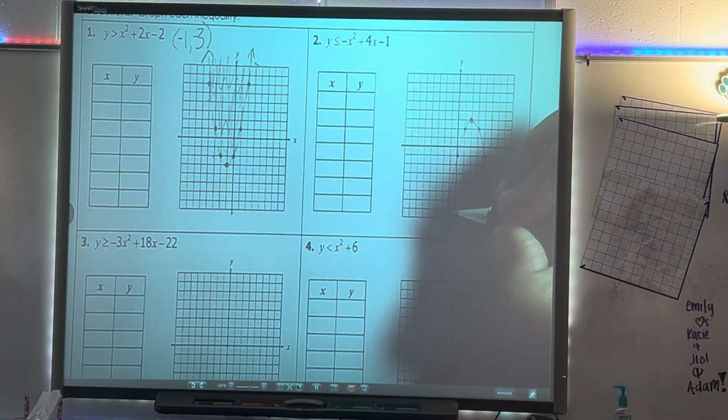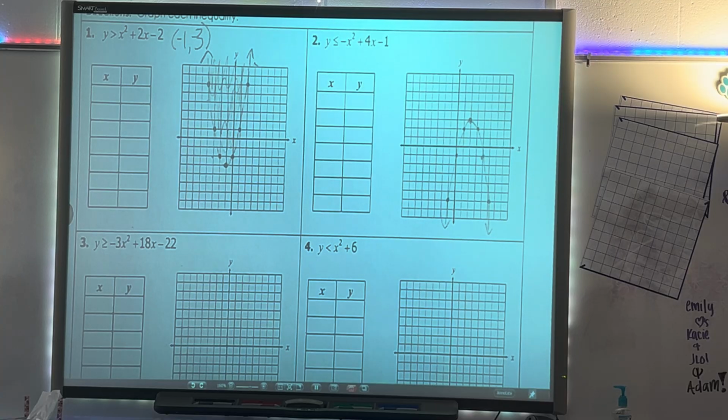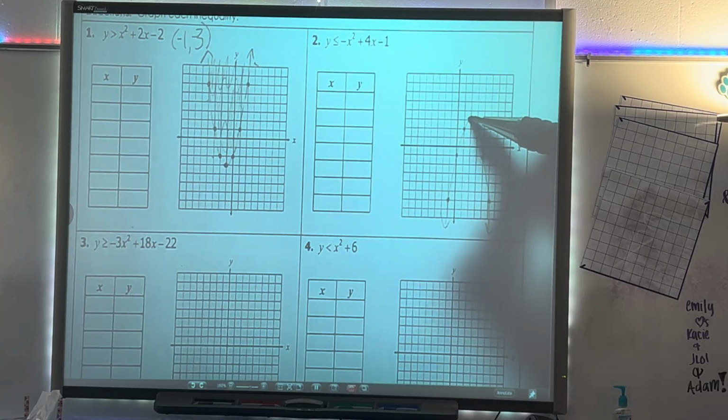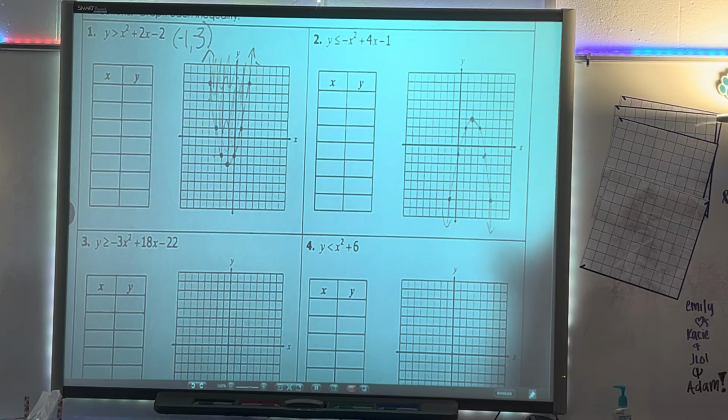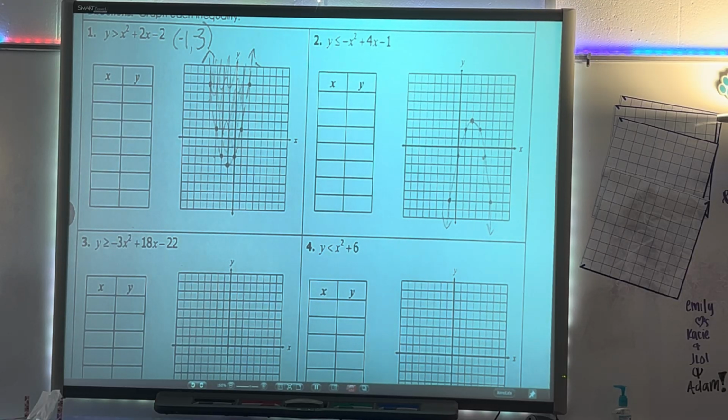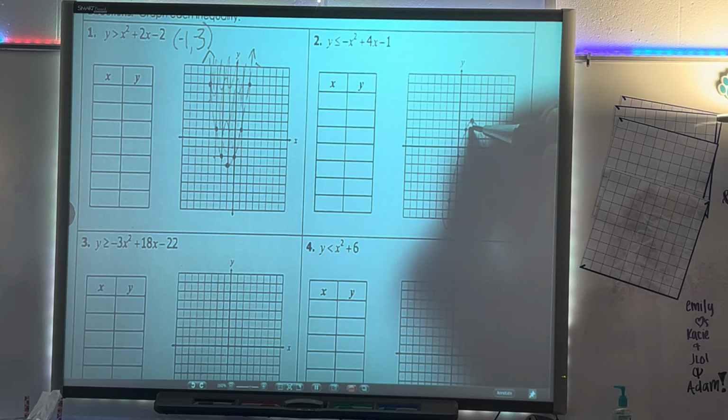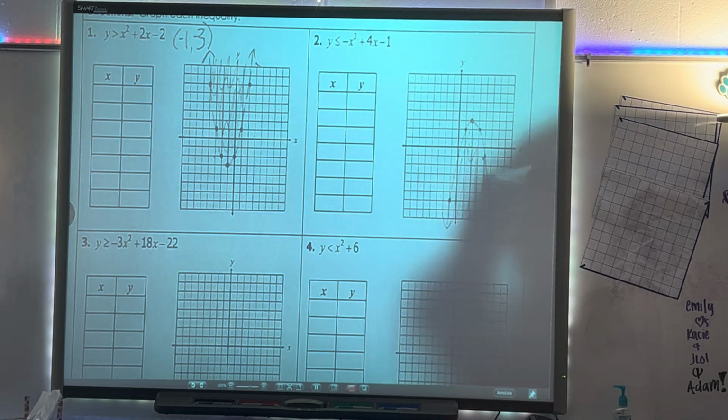Alright, so I got something like that. And where am I shading from my vertex? Am I shading above it on the outside, or am I shading below it on the inside? What's your inequality show? Less than. So I'm going to shade down inside here.